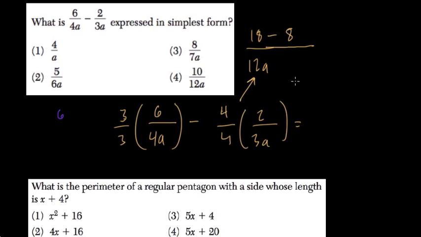But that's not in simplest form. Watch that, right? But 10 over 12a, right? 10 is equal to 2 times 5, and 12 is equal to 2 times 6 times a for 12a. So these 2's cancel out, and we get 5 over 6a, choice 2.